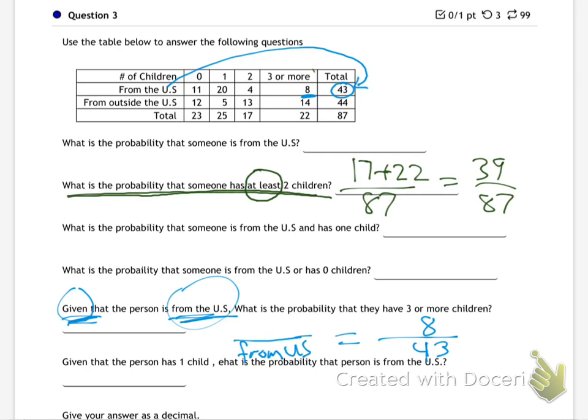How are we doing? Is that good? Does everybody see that? There's 43 total people from the U.S. and 8 of them have 3 or more children.